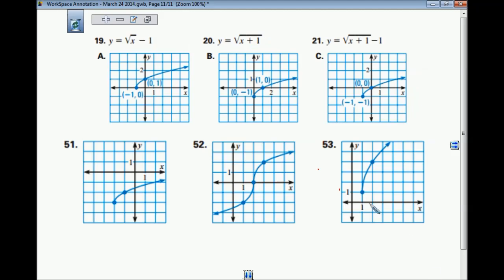Okay. So you don't have to take notes on these. 19 through 21, I found, and they're matching. So 19, what do you think it is? A, B, or C? B. Excellent. 20 is A. And 21 would be C. Are we good with this?